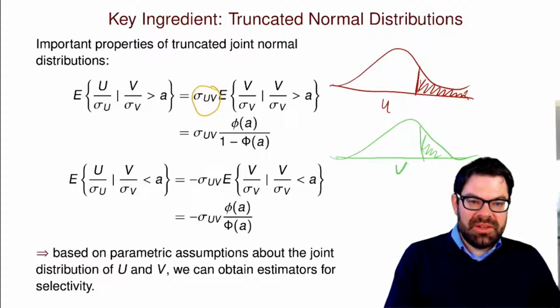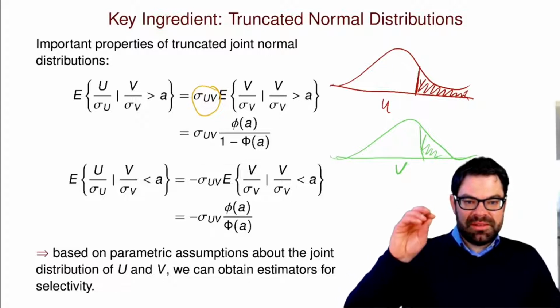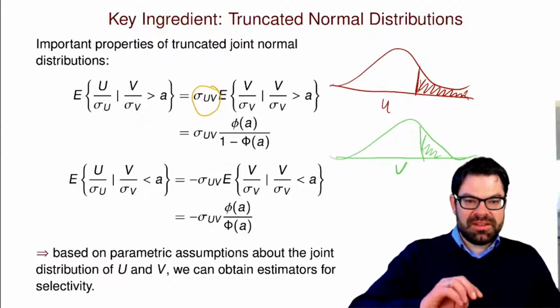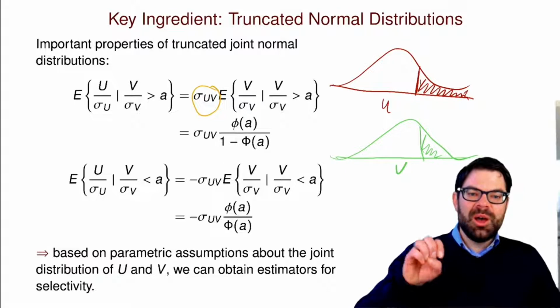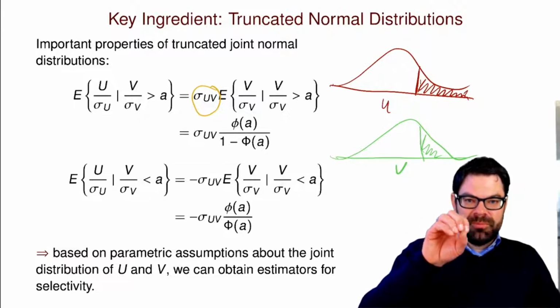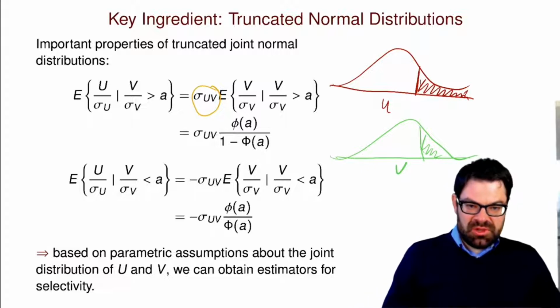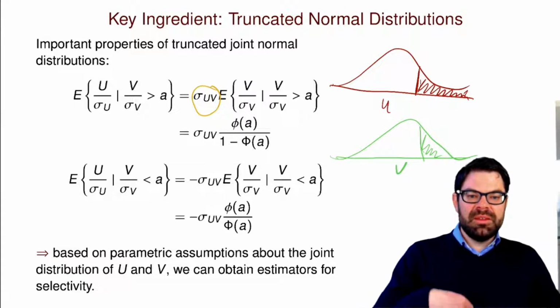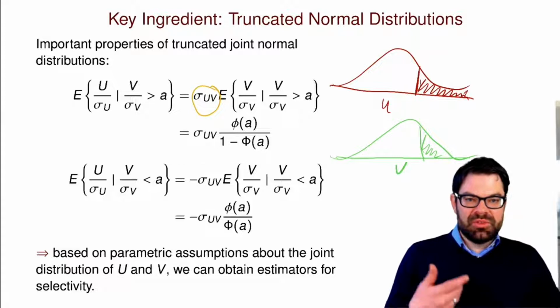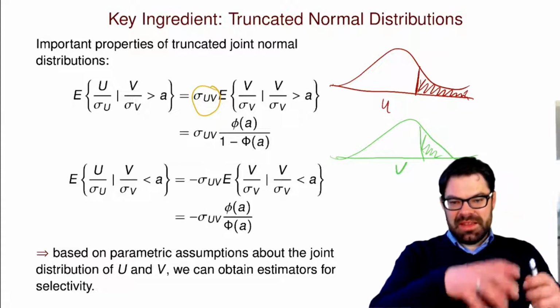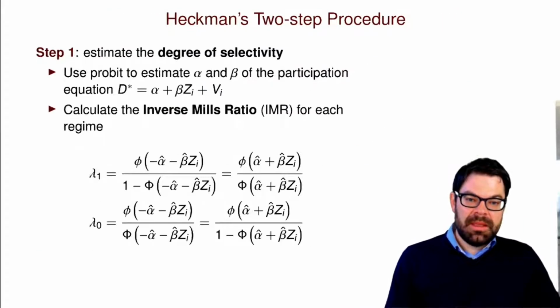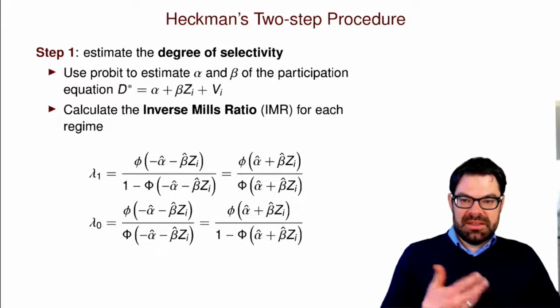So the idea was, how can we incorporate these inverse Mills ratios that give us the selectivity of units with respect to choosing the treatment or not? How can we incorporate them into a model? So how can we actually take data and estimate that? And the way this works is in a 2-step procedure.